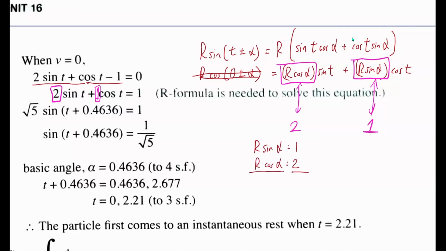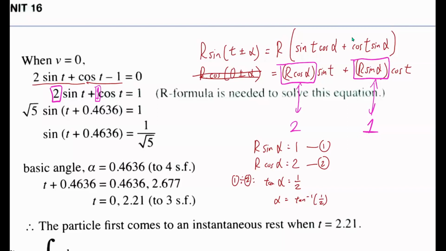If I divide, this is 1, this is 2. Taking tangent, 1 divided by 2, tan alpha equals a half. Then from there, alpha equals tan inverse of 1/2. So that is alpha. We're not done yet, because that was only the left hand side.